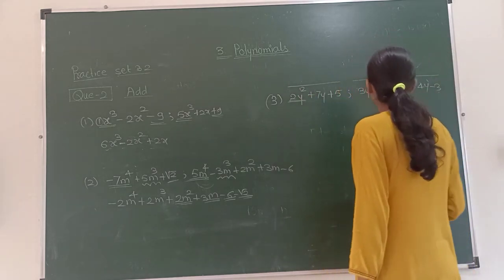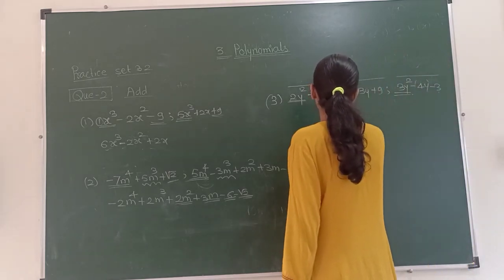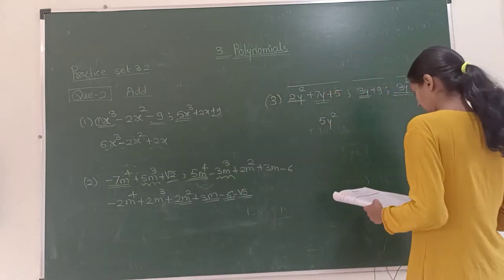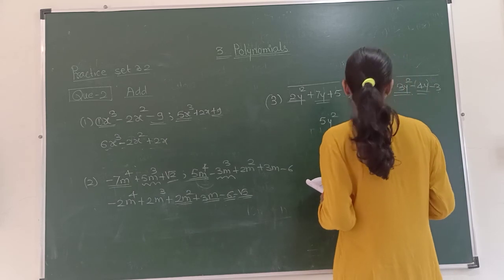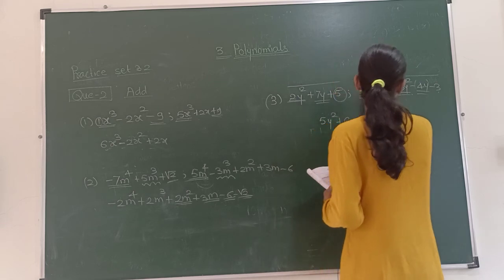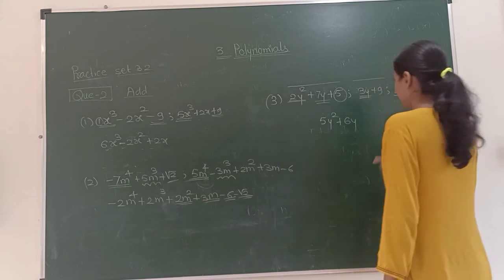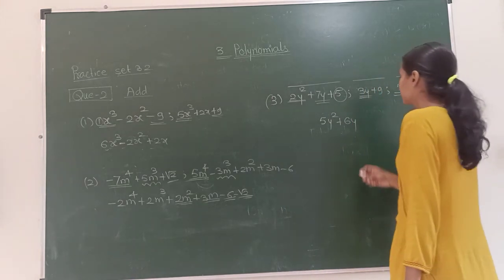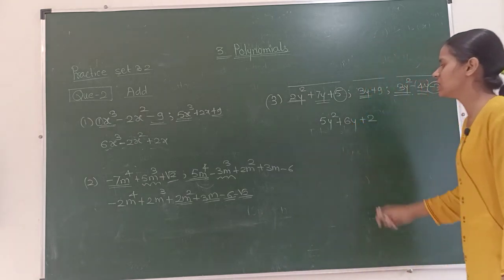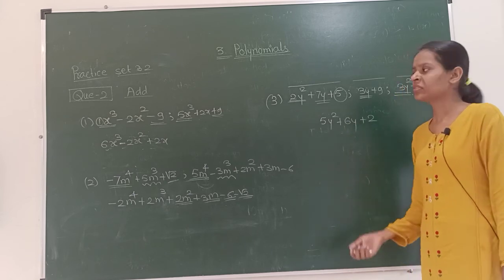So 2y square plus 3y square, 2 plus 3 is 5y square. Y terms: 7y, 3y and minus 4y. 7y plus 3y minus 4y is plus 6y. And this 5 and minus 3: 5 minus 3 is 2, but it is plus 2, the sign of the bigger number. So the addition of these is 5y raised to 2, plus 6y, plus 2. Okay, this is the addition.